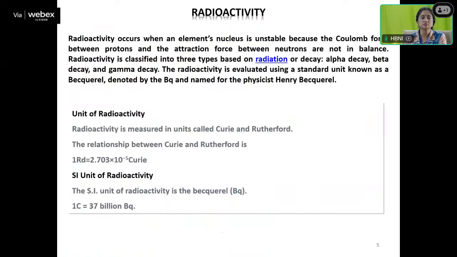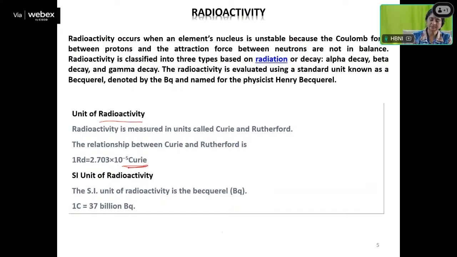So with this, let us look at radioactivity. What is radioactivity? Radioactivity occurs when an element's nucleus is unstable because the Coulomb force between protons and the attraction force between the neutrons are not in balance. Radioactivity is classified into three types based on the radiation or decay: alpha decay, beta decay, and gamma decay. Radioactivity is evaluated using a standard unit known as becquerel. You all must be aware of that. It is denoted by Bq, named for the physicist Henri Becquerel.